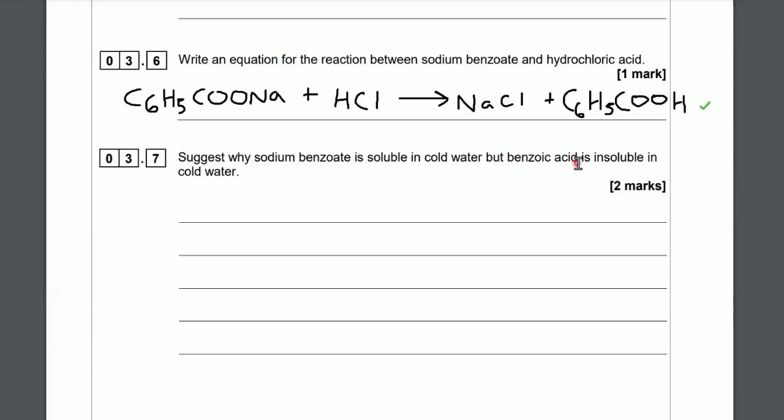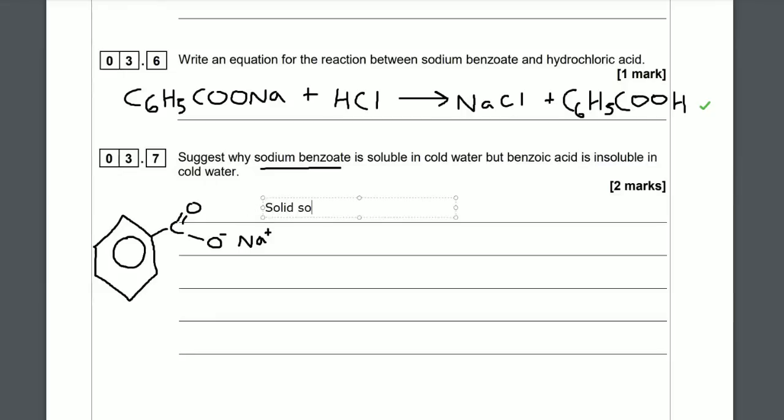C6H5COOH. There we go. Suggest why sodium benzoate is soluble in water, but benzoic acid is insoluble in cold water. So this one's difficult. I think this was very hard to get the 2 marks. But if you look at the formula for sodium benzoate, notice that the oxygen has a negative and the sodium has a positive. This solid sodium benzoate is actually an ionic compound, and we know that ionic compounds are always soluble in water. So ionic compounds are soluble, so that gives us our first mark.